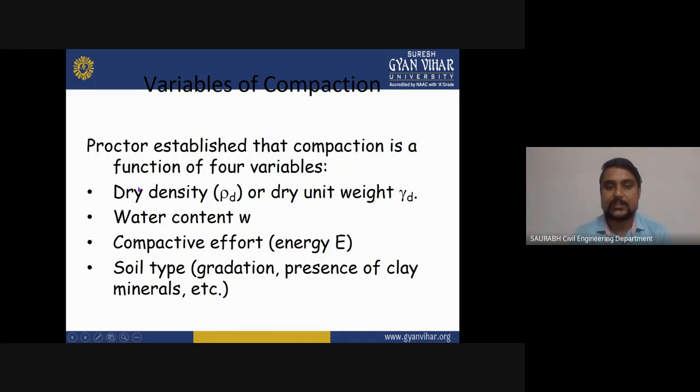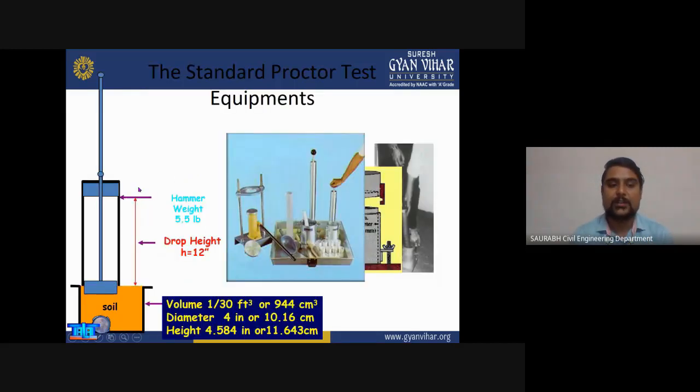The first one is dry density, which is represented by gamma d, or dry unit weight, also represented by gamma d. Then water content w, compactive effort or energy E, and soil type, including gradation and the presence of clay minerals. These are the variables which affect the compaction, and you can also say this is the compaction function of the variables. Now we will see the Proctor compaction test.